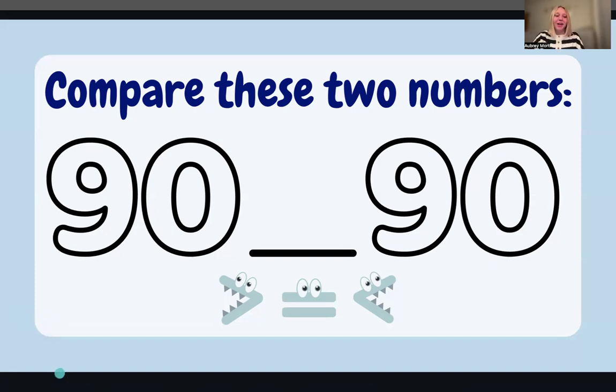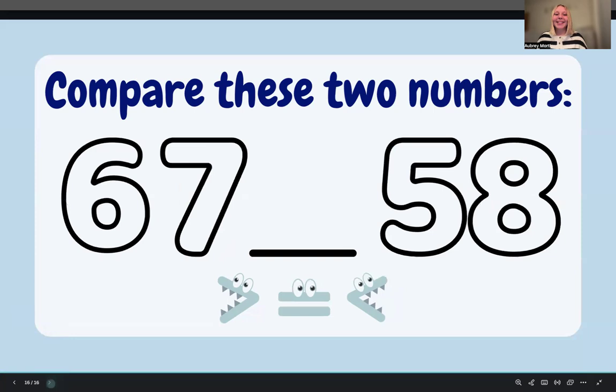Great job, guys. All right, one more review question. Is 67 greater than, less than, or equal to 58? Correct. 67 is greater than 58. So at this time, they would put their whiteboards away, go back to their own desk and bring out a writing utensil.